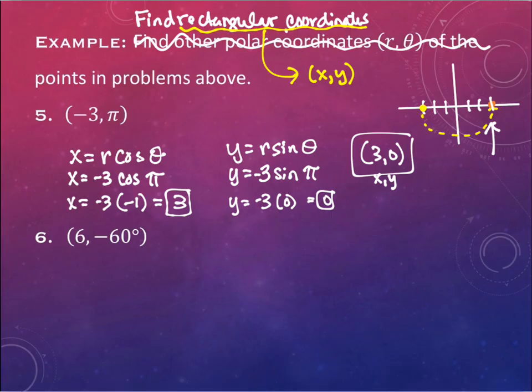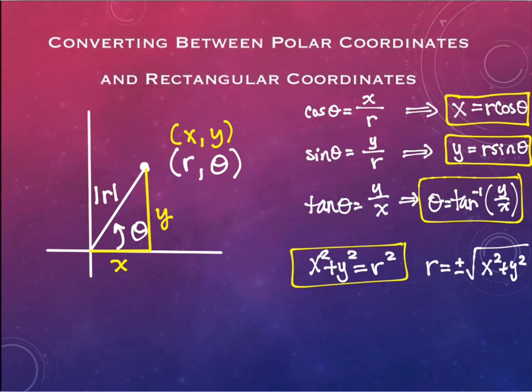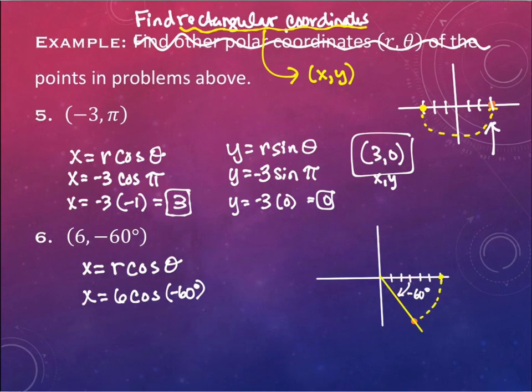Okay, let's try the other one. It's a little bit more interesting because it's not at a quadrantal angle. It's not on one of our axes. It's at negative 60. So we have x equals r cosine of theta. My r now is 6, and my theta in degrees this time is negative 60 degrees. So in the unit circle world, this is where we are down here. I'm going to copy this over to our other screen. I don't need the orange part, so I won't copy that part.